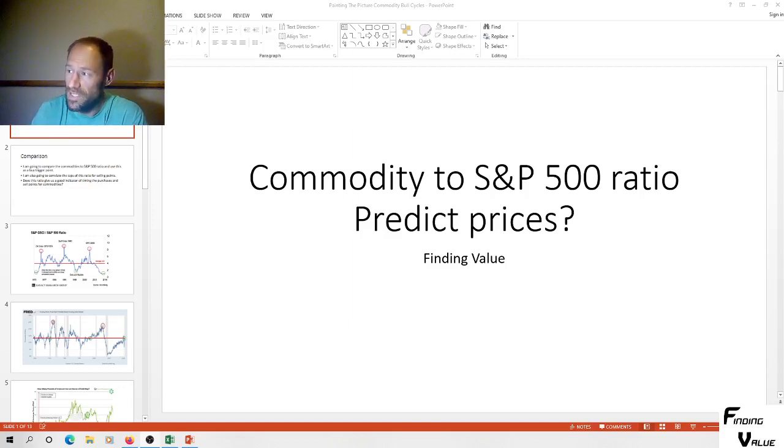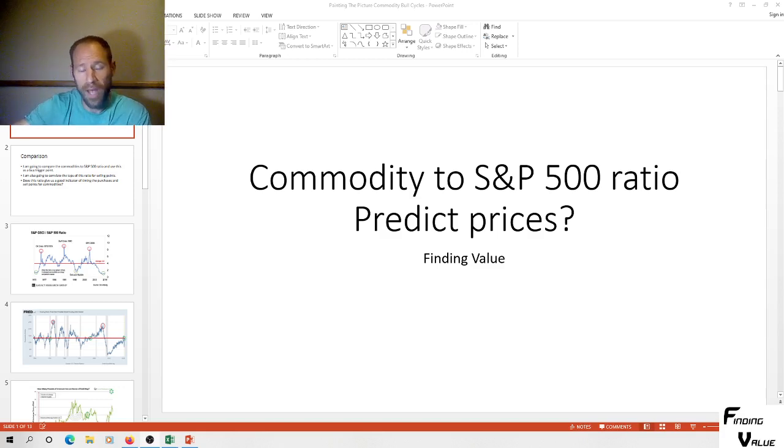What we're going to go over today is the commodity to S&P 500 ratio and how that lines up with all the other ratios, to see if it's a good predictor of a price bottom or a price top. Because this will help us buy and sell assets if these things align pretty well. So let's take a look.